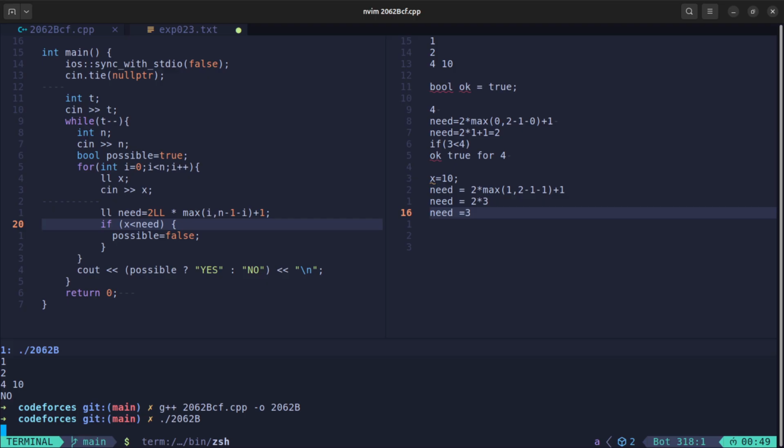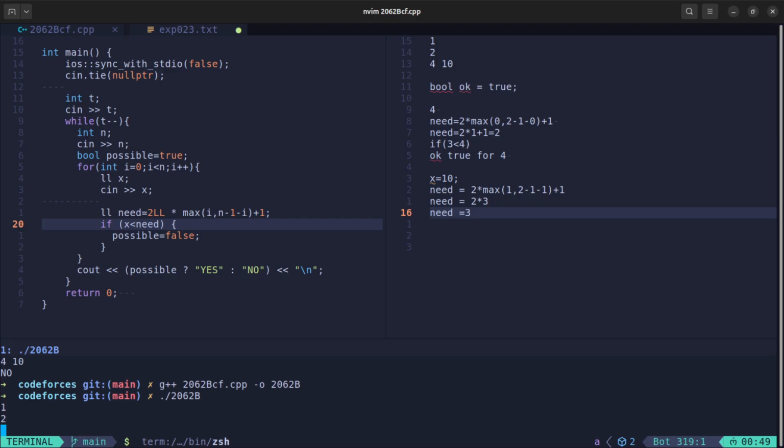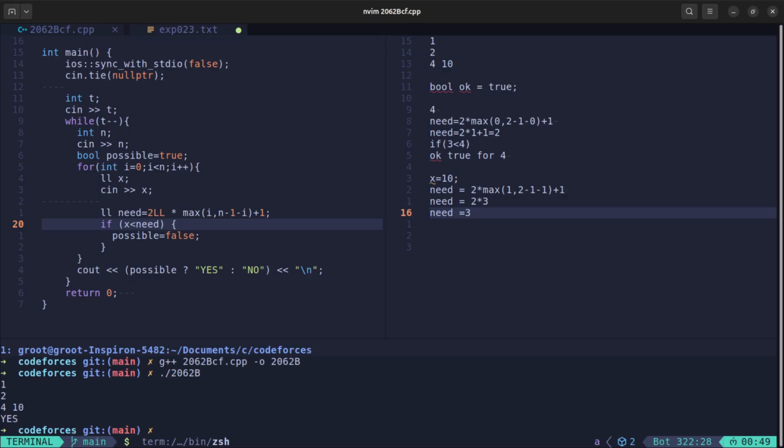So we are executing the code for 4 and 10. Yes, the output is yes. Why? Because we can make sure this line of clocks will stay non-zero infinitely. How are we doing it? We have assigned bool as true, taken x equal to 4. For need, we multiply 2 with max of 1, plus 1, which is 3.